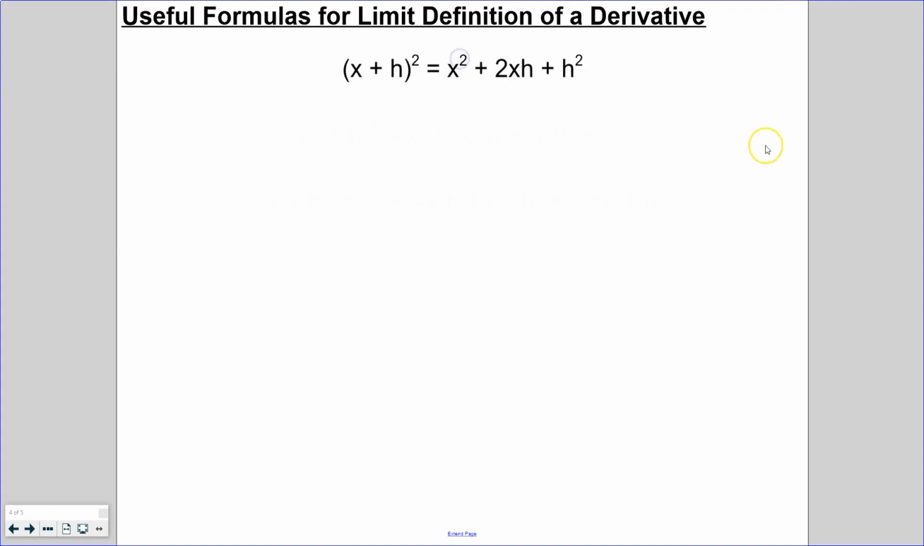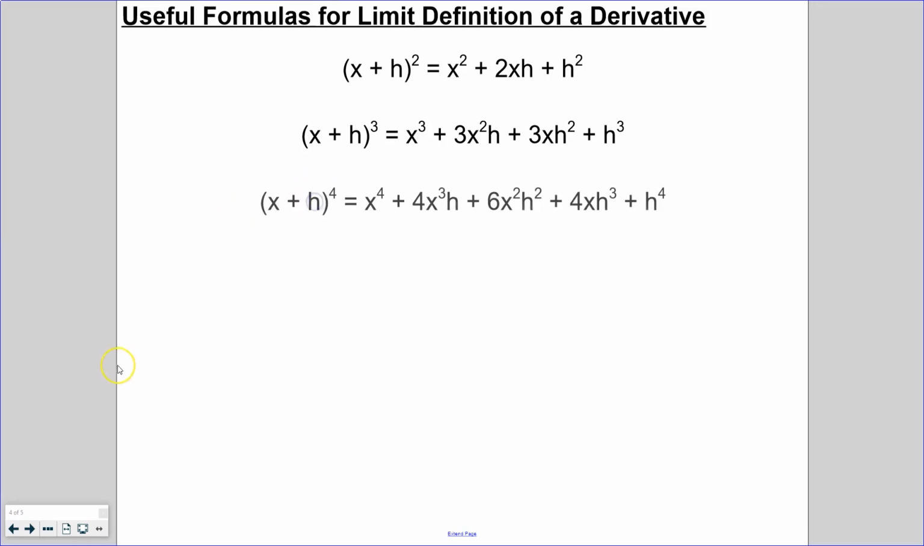Now, we've already kind of derived the first one. We've already figured out that the quantity x plus h squared is equal to x squared plus 2xh plus h squared. X plus h quantity cubed can be simplified to x cubed plus 3x squared h plus 3xh squared plus h cubed.